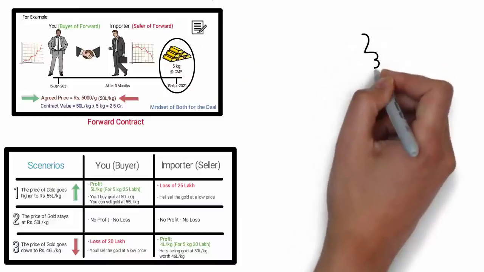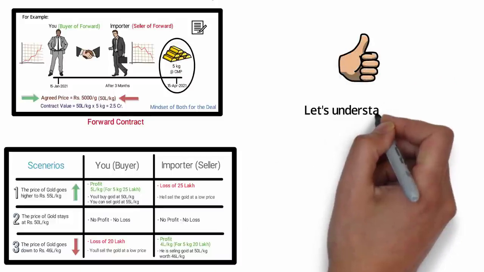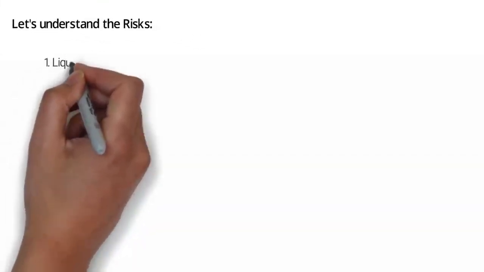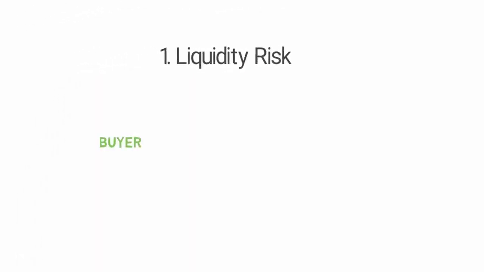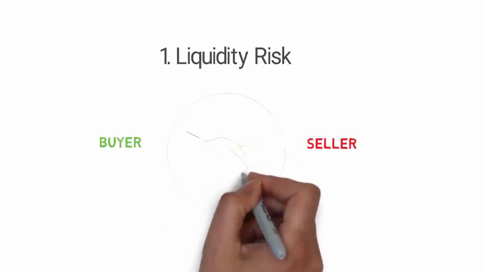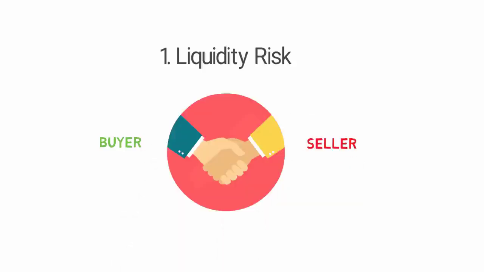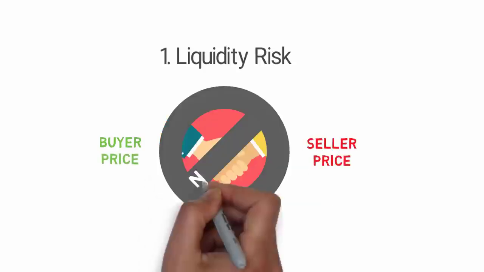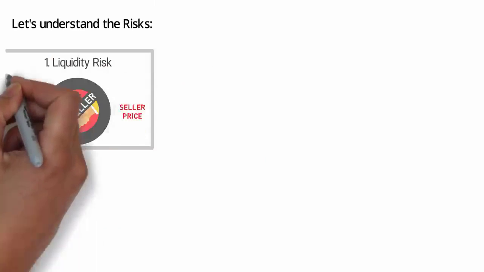Now we have understood what a forward contract is. Let's understand what are the risks involved in the forward contract. Number one, the liquidity risk. You want to buy an asset. For that you need a seller from whom you can buy the asset also at your desired price. There might be a case where you don't even get any seller to execute your trade. This is called liquidity risk.